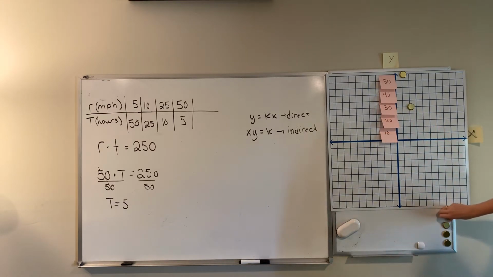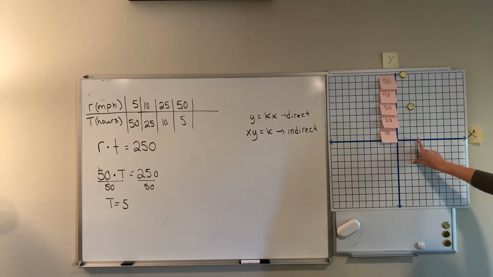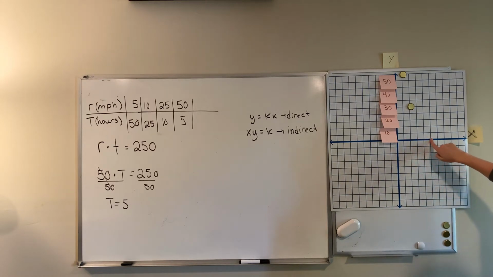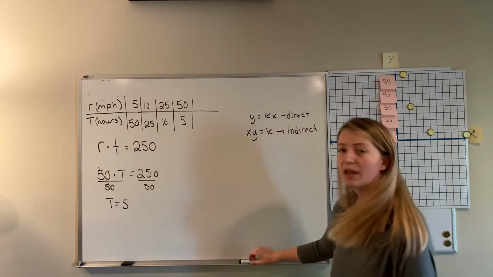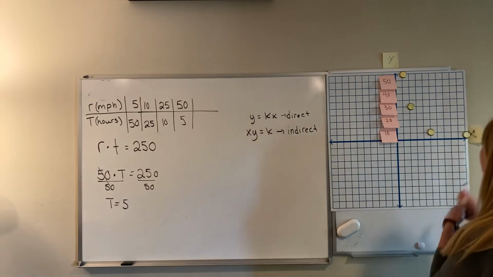Next, if I have a rate of 25, 5, 10, 15, 20, 25, I'm going 10, it's taking me 10 hours. And now lastly, if I'm going at a rate of 50, which is going to be all the way right here, it is taking me 5 hours. And so I'm coming up with this beautiful kind of crescent shape. And that's what inverse relationships are going to look like.